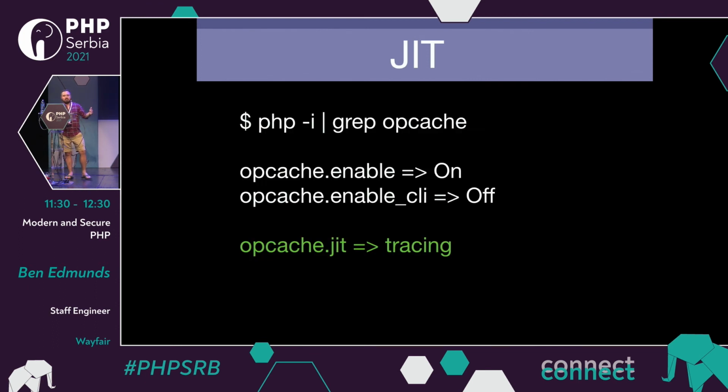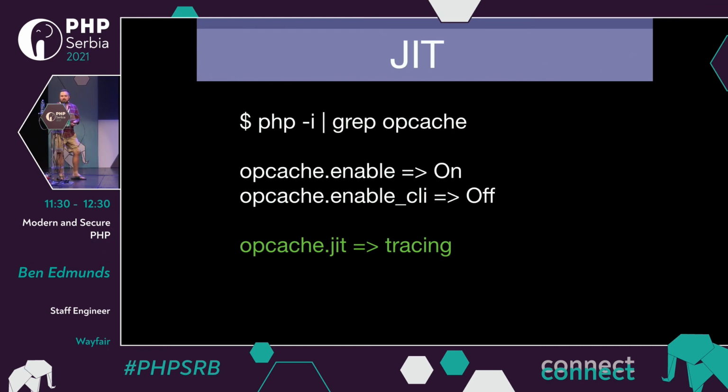So to use the JIT, you need to both enable opcache and enable the JIT. Opcache.jit takes different options. It has a standard option, which is off. It has tracing, it has function, and I think one or two other options. But those are the three you'll usually see: either off, tracing, or function.